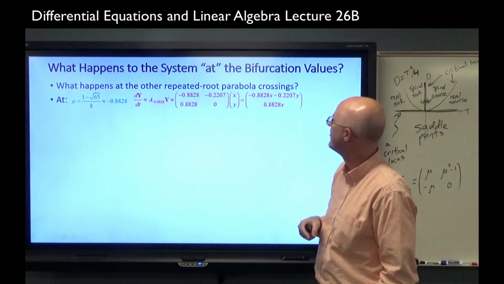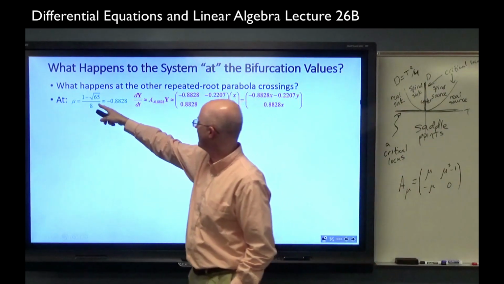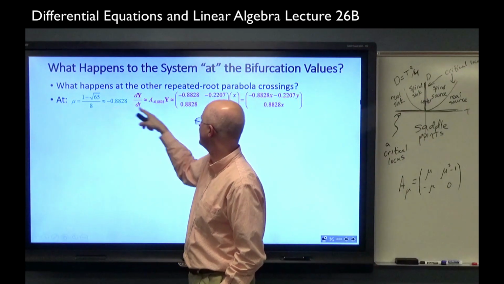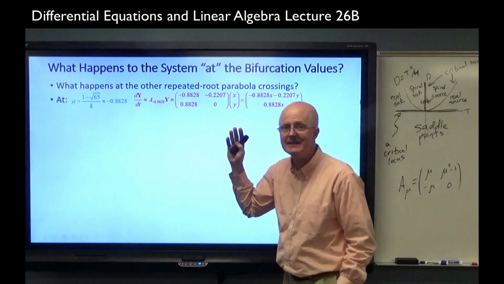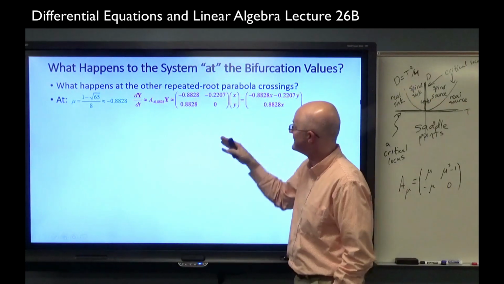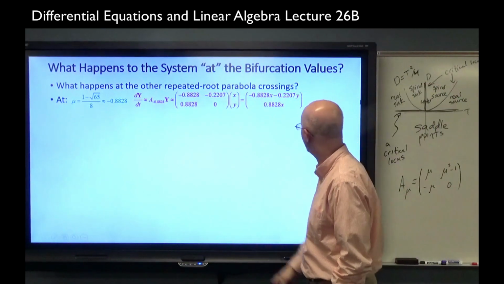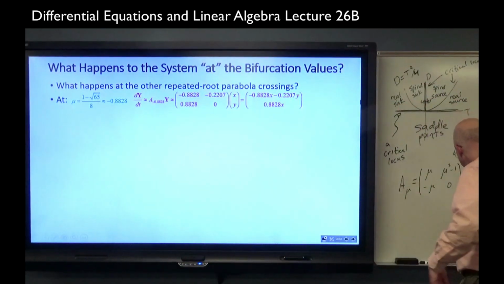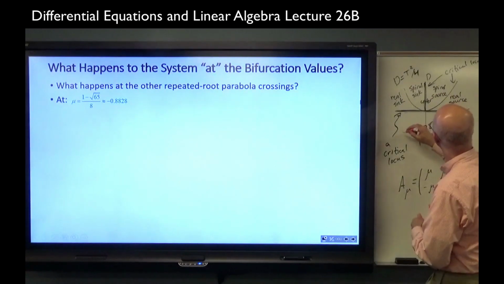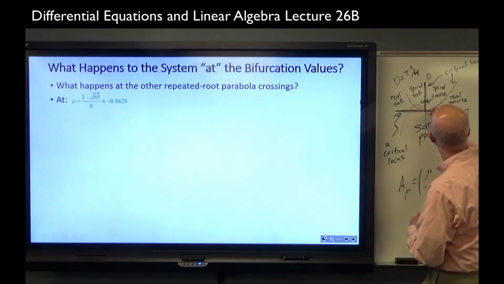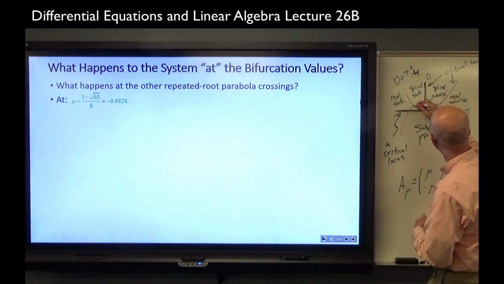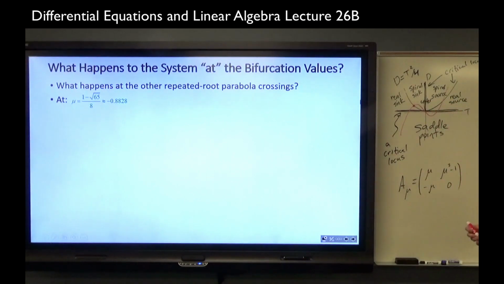Here's what I mean. If I plugged in this 1 minus square root of 65 over 8 for mu, it gets too messy. So I approximated, but as an approximation, it's actually not exactly right, and therefore it's not exactly where I'm crossing the repeated parabola in that cubic curve that went through the plane like this. I'm approximately there when mu is negative 0.8828. I'm not exactly there.